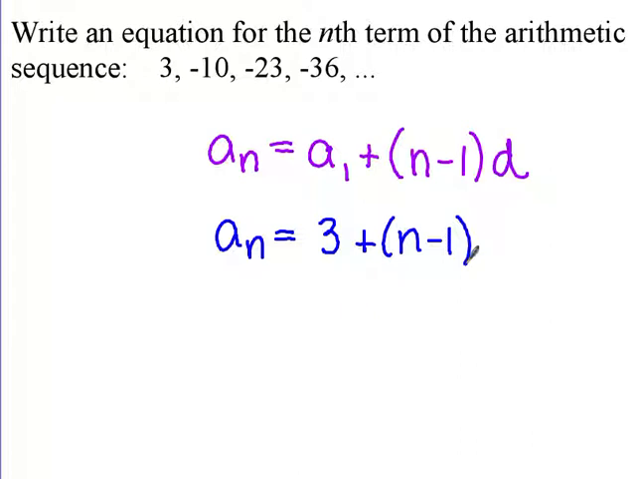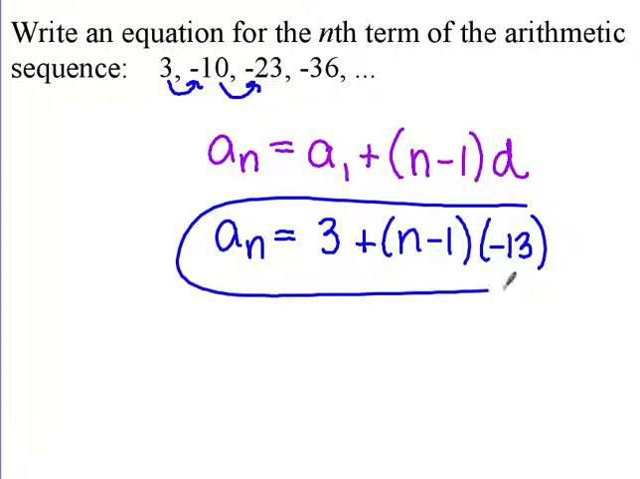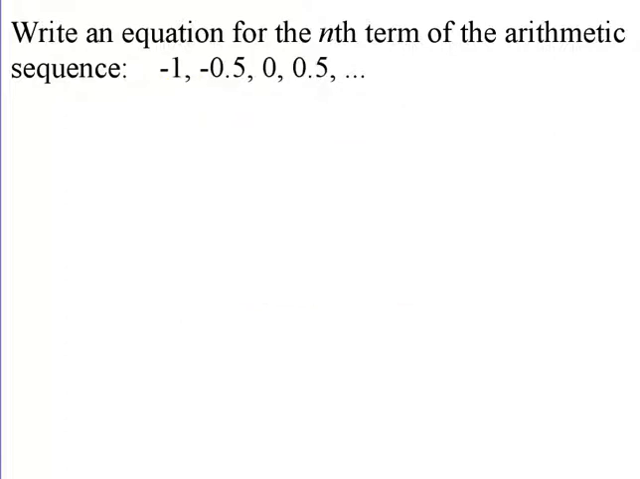What's d going to be? What do I do? Negative 13. Good job. Okay, it's a negative because you subtract. So notice how I put the negative in parentheses. Okay, you're going to want to do that because otherwise some people would think that's minus 13. So make sure that you put that negative 13 in parentheses. Okay? Last one we're going to look at.